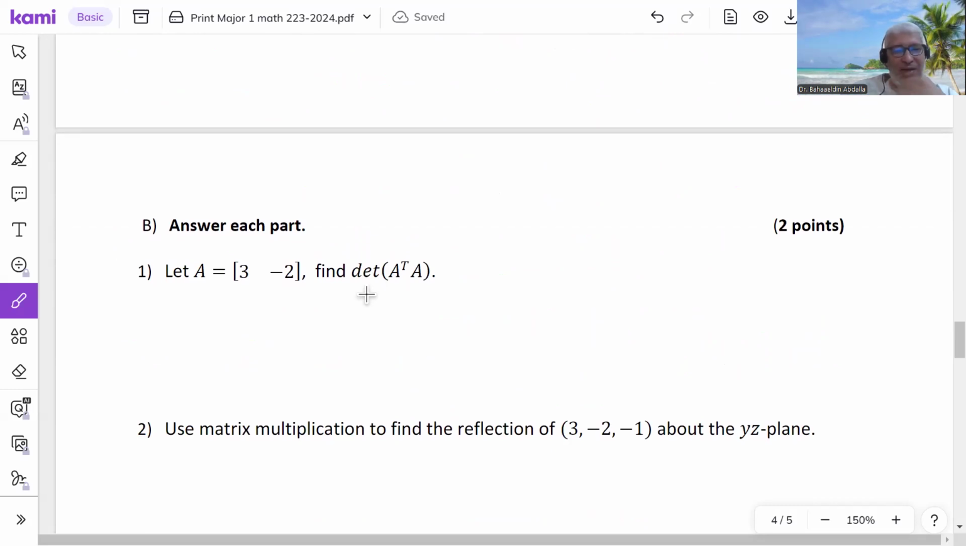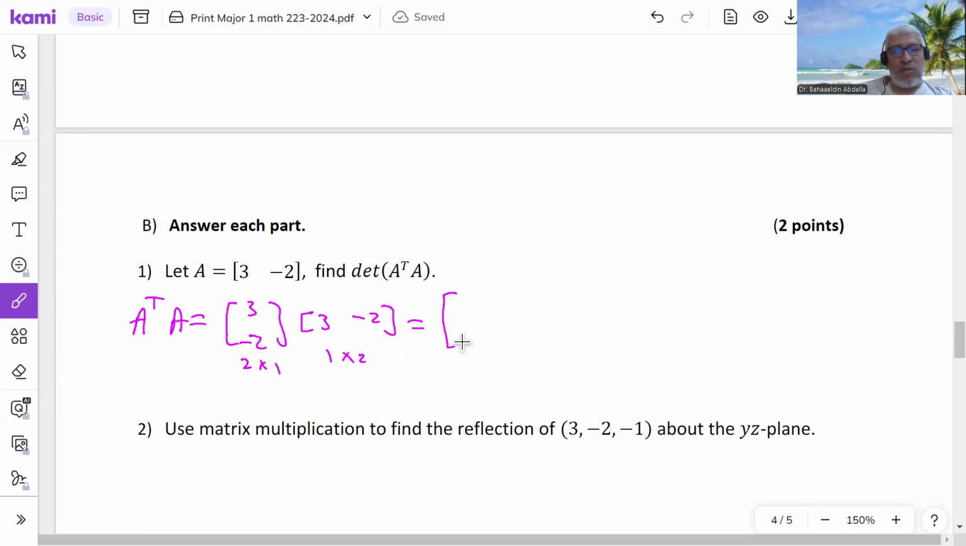Find determinant of A transpose times A. Let us first find A transpose times A. Well, this is A. The transpose would be you change the row into a column. So this is the transpose times A. Now the size of this matrix is 2 by 1, and this is 1 by 2. So when I multiply, I get 2 by 2. So 3 times 3, 9, -6, -6, -2 times -2 is 4.